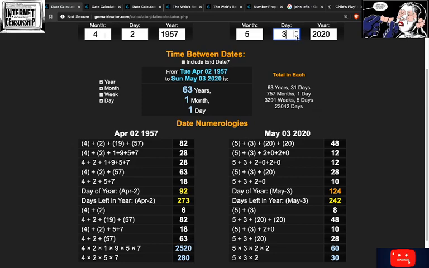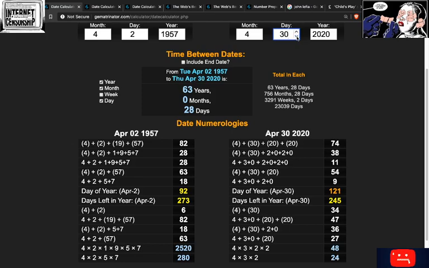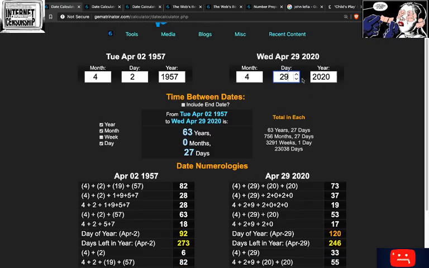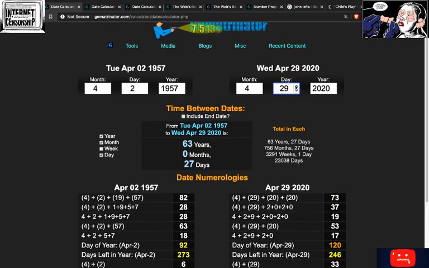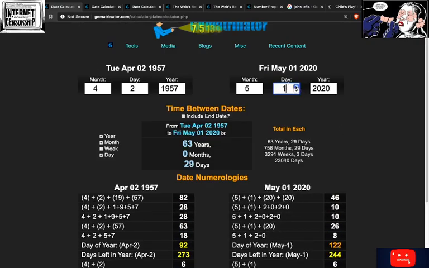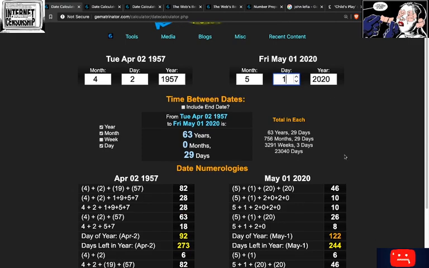So, May 1st has the 26. Again, I'm reading it today. So they probably reported that he died on Wednesday, the 29th, and they might have put it in the news on Thursday, the 30th, or Friday, the 1st. Which would make a lot of sense, Friday the 1st. 5 plus 1 is 6 plus 20, 26. So that makes sense.